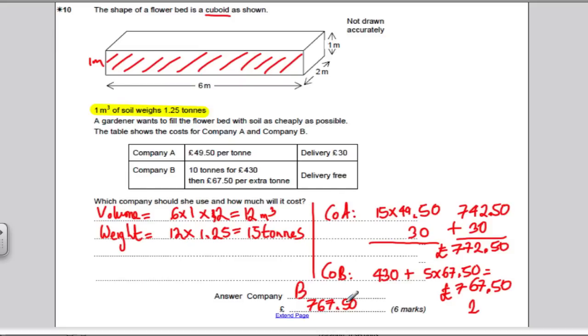Okay, next question, as always, pause the video, have a go, and then watch the solutions and check you get the right answer.